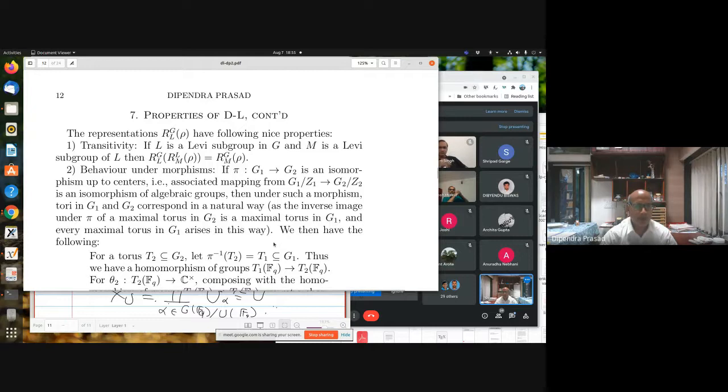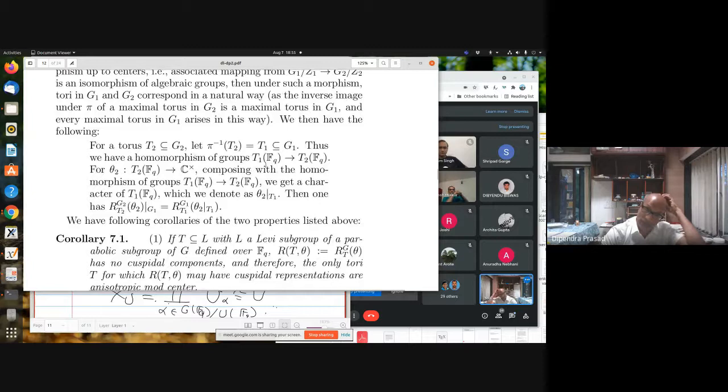We then have the following. For a torus T2 in G2, let pi inverse of T2 be T1 contained in G1. Thus, we have a homomorphism of groups T1^F_q to T2^F_q. And composing a character theta 2 of T2 with the homomorphism, we get a character of T1, which we denote as theta 2 restricted to T1. And then this will follow more or less for free. I think this will be quite direct.